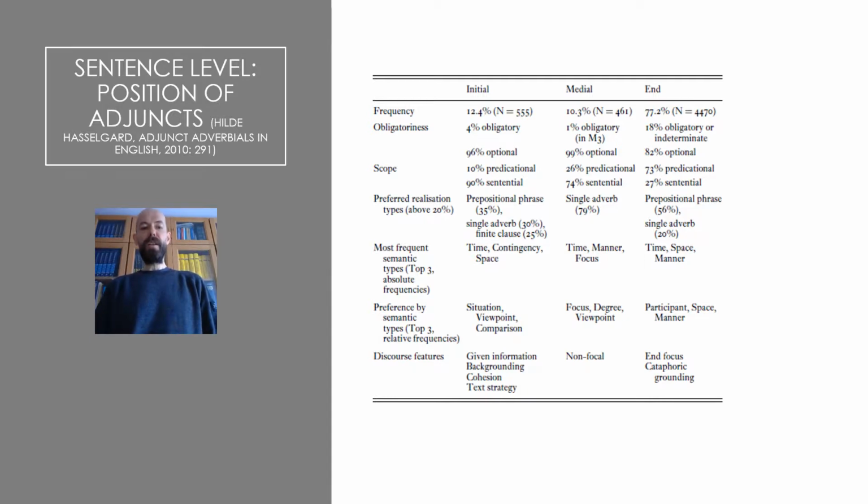So medial position is favored by short adjuncts, mostly those denoting frequency, time relationship, manner, degree or focus, and end position is favored by time and space. If you have two adjuncts, usually the time adverbial will go to the front of the sentence, the space adverbial will go to the end of the sentence. So end position also contains all those obligatory adjuncts, adjuncts that have what's called predicational scope, that are part of the verb pattern.